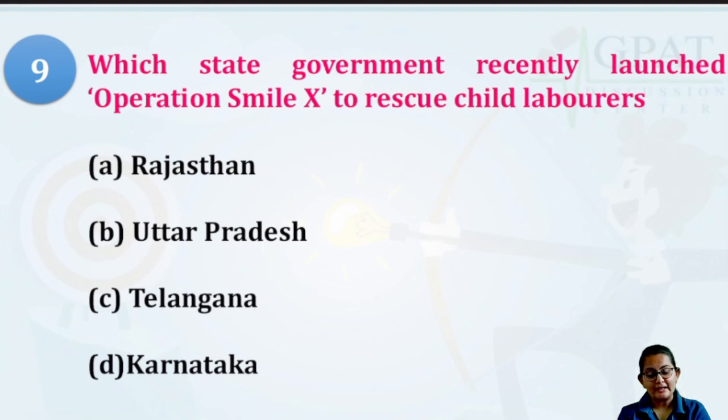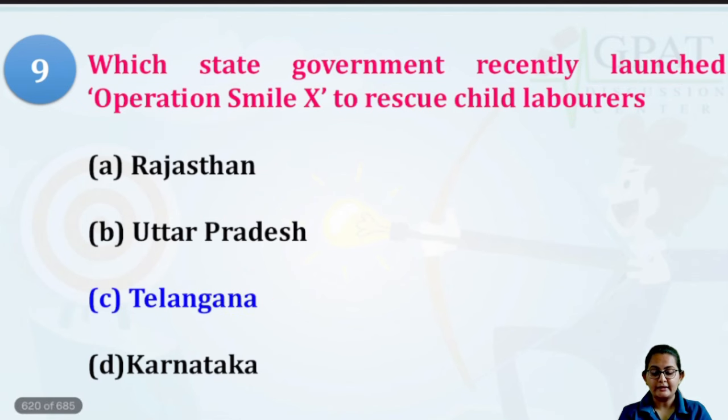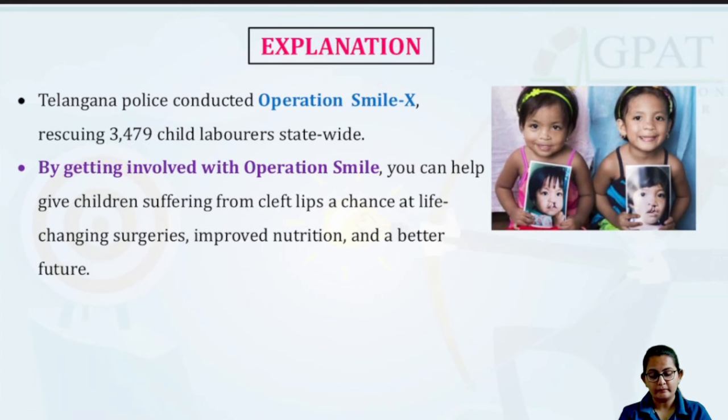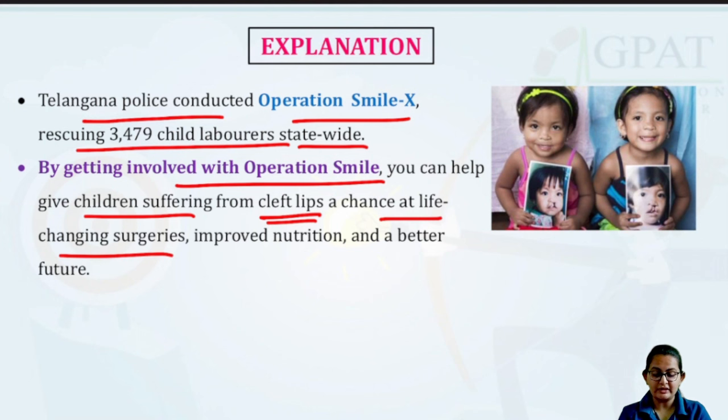Then, which state government recently launched the Operation Smile X to rescue the child laborers? Rajasthan, Uttar Pradesh, Telangana and Karnataka. This is related to current affairs and Telangana is the correct answer, which has started this particular Operation Smile X. Telangana police conducted this operation, rescuing child laborers state-wide, and by getting involved in Operation Smile, they helped children suffering from cleft lip get a chance of life-changing surgeries and other future developments. These children have been treated for that.